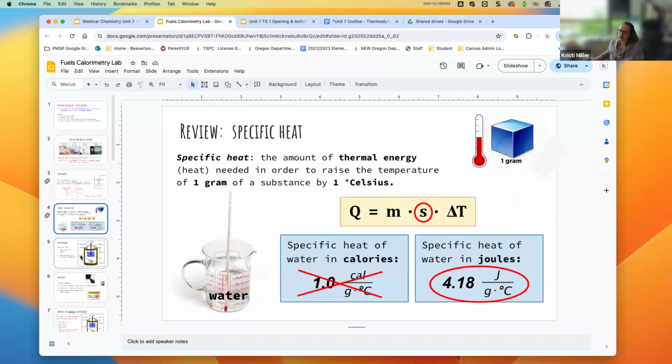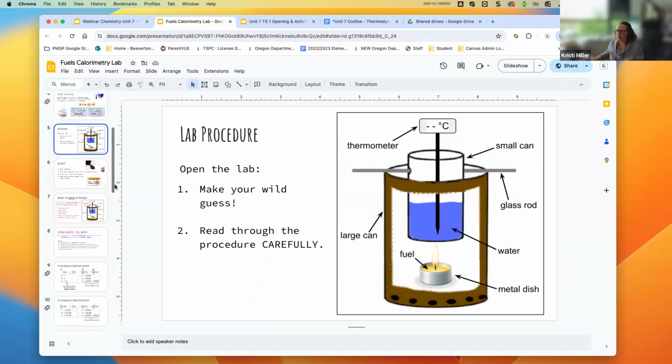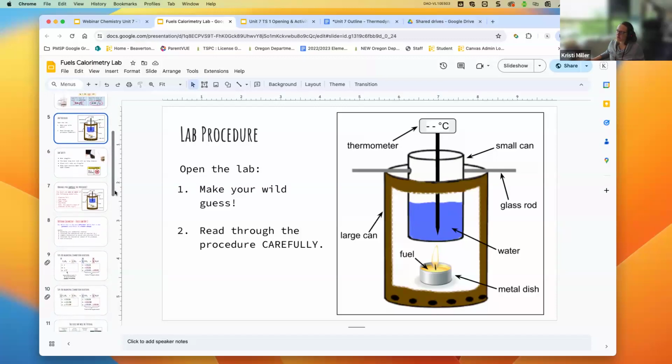And then we work through some calculations, and then we start talking about, okay, well, what's the setup going to look like when we are combusting the 4 different fuels? And remember, we're trying to answer those 2 questions. Which one gives us the most kilojoules per gram, and which one contributes to climate change the most? So this is going to be our setup.